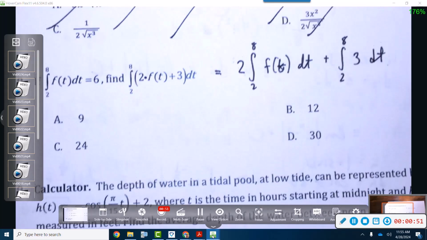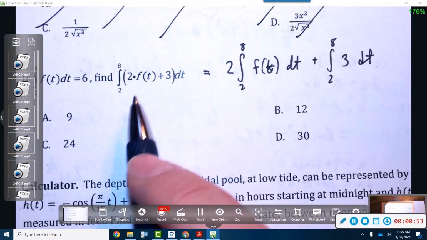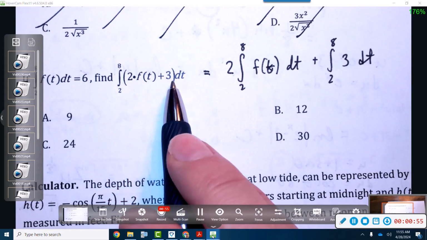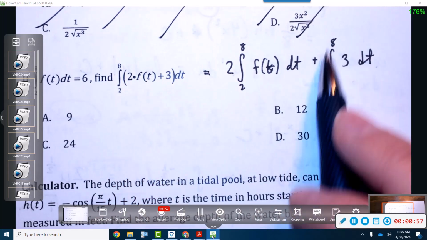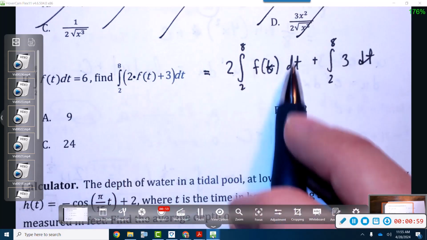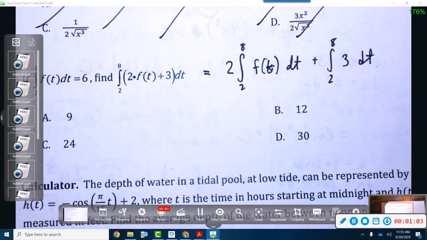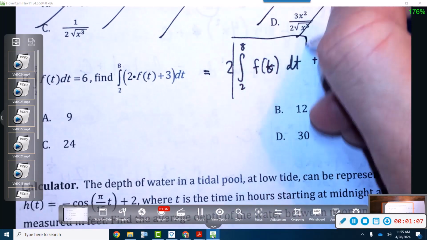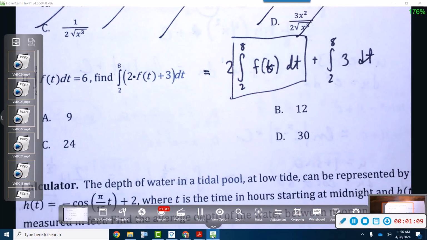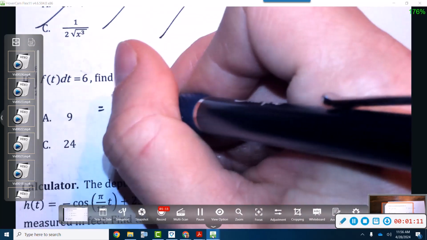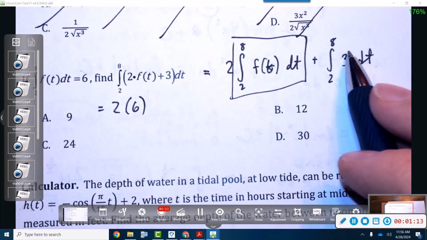Okay, so what we did is we treated this as 2 pieces. There's the plus 3, so it is its own integral now. And then this one is its own integral, but we took the 2 out because it's a constant. That's one of our properties, okay? So this means this one right here, we know that it's 6, okay? So 2 times 6, and then we just have to figure out what this one is.